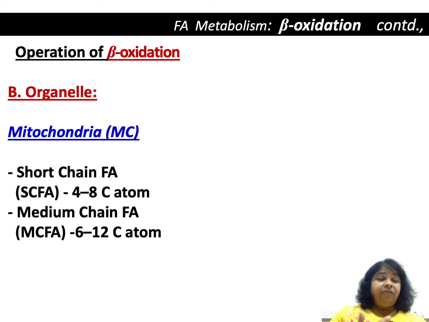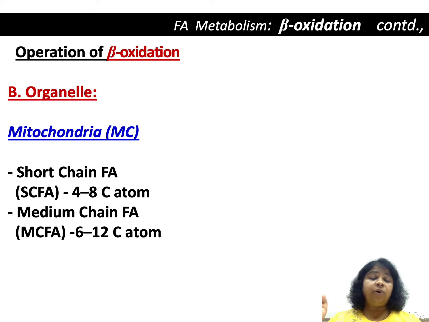As I told you, within the cell it is happening in mitochondria, and these fatty acids are going to be present in cytosol. So we need to transport fatty acids from cytosol into the mitochondria. Short chain fatty acids, medium chain fatty acids, that is up to about 12 carbon chain length, can easily cross the mitochondrial membrane and enter into the mitochondria. There is no problem for it.